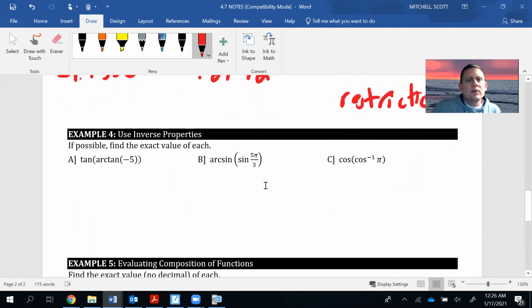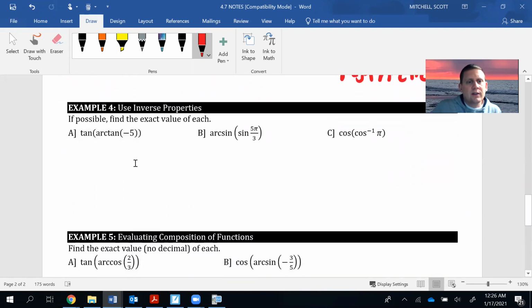Okay. So now we're going to use inverse properties to calculate these. We're trying to find the tangent of the arctangent of -5. When I look at this, I'm asking, can I do an arctangent of -5? The answer is yes. I have to pay attention to my domain restrictions again, because this still might not be possible. But with arctangent, we don't really have any domain restrictions in terms of numbers we can evaluate.